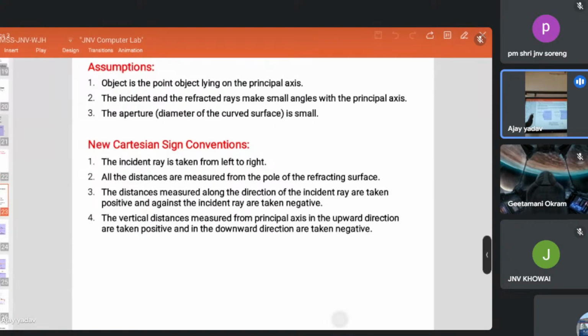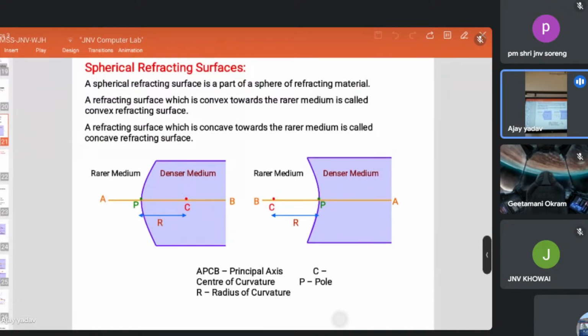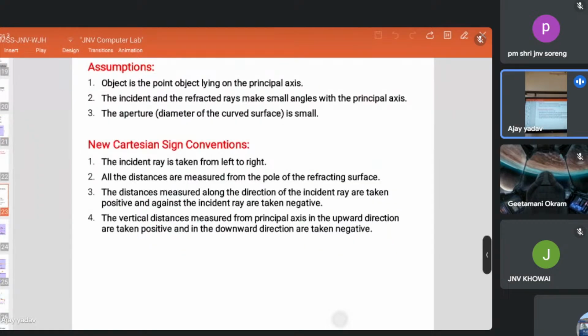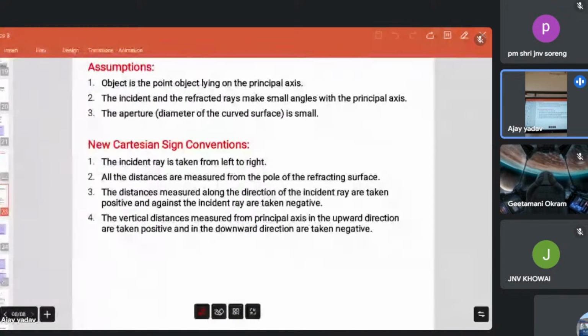Next, we are studying the spherical refracting surface. There are some assumptions and a sign convention for these spherical refracting surfaces. What is the assumption? The object is a point object lying on the principal axis. In the mirror formula and lens formula, we take an extended object, but in a spherical refracting surface, the object is always a point object that will lie on the principal axis.